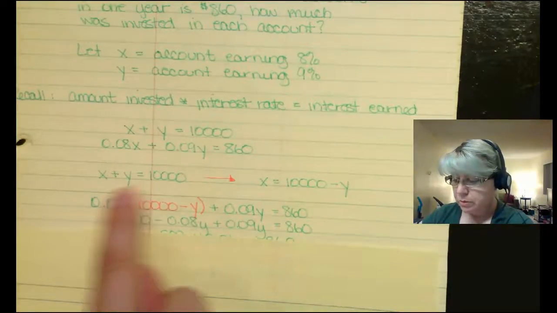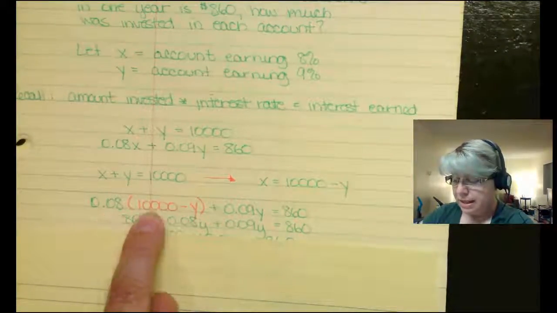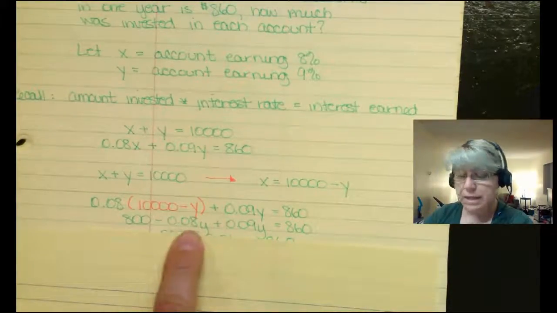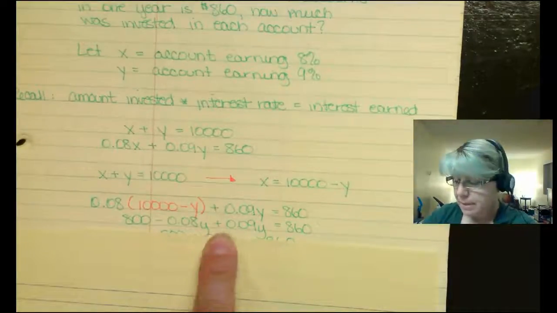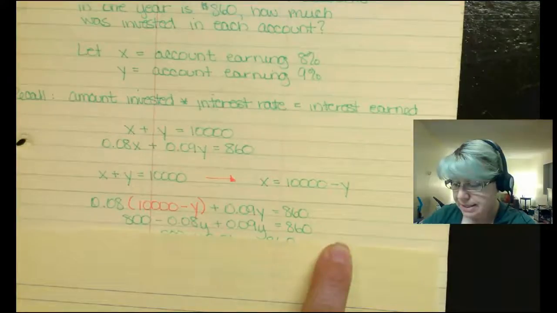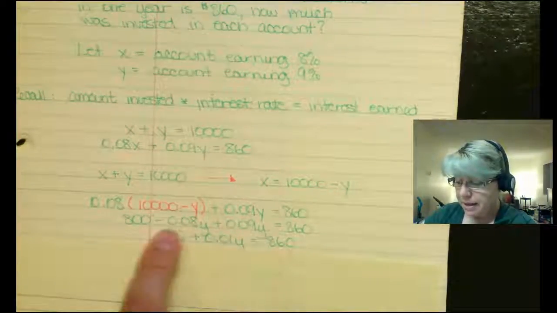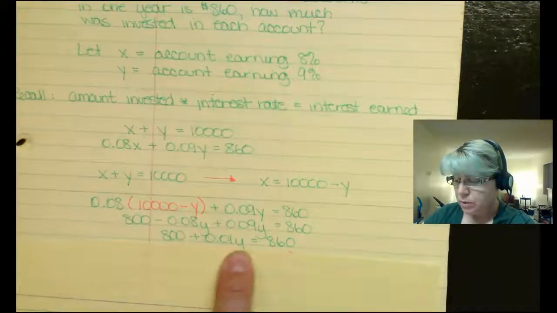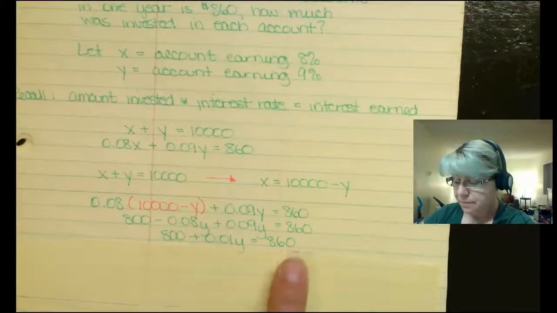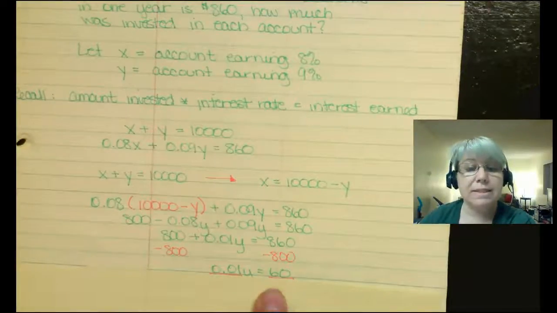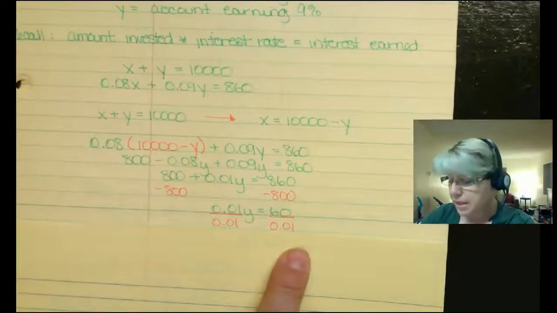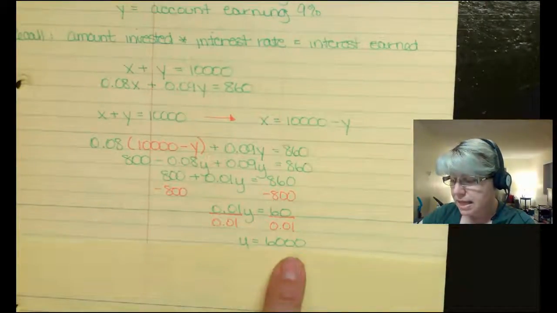To distribute, 0.08 times 10,000 is 800. 0.08 times negative y is negative 0.08y, plus 0.09y equals 860. Combine like terms of your y's. 800 plus 0.01y equals 860. Subtract 800 from both sides, leaving you 0.01y equals 60. Nearly there, nearly there. Divide by 0.01 on both sides, leaving you y equals 6,000.